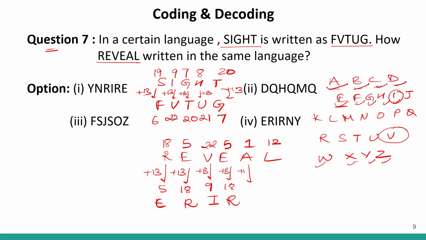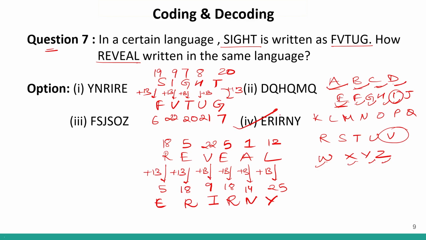From A, if I add 13, it will be 14, which is N. And in L, if I add 13, it will be 25, which is Y. So the code will be ERIRNY, which is given in option number 4. So option number 4 will be the correct answer to this question.